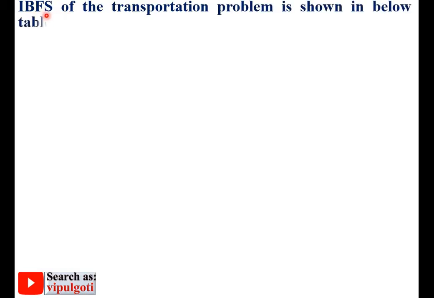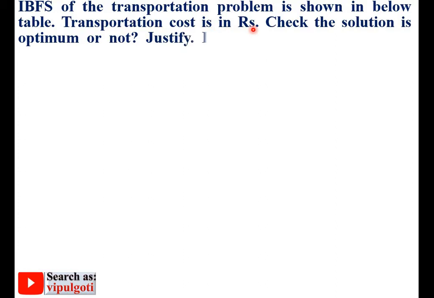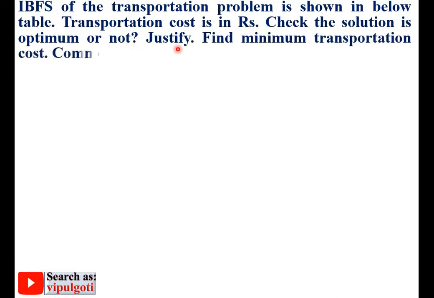So let's start from the description of the problem. IBFS, meaning initial basic feasible solution, of the transportation problem is shown in the below table. Transportation cost is in rupees. Check whether the solution is optimum or not. Justify. Find the minimum transportation cost. Comment on the optimum solution.